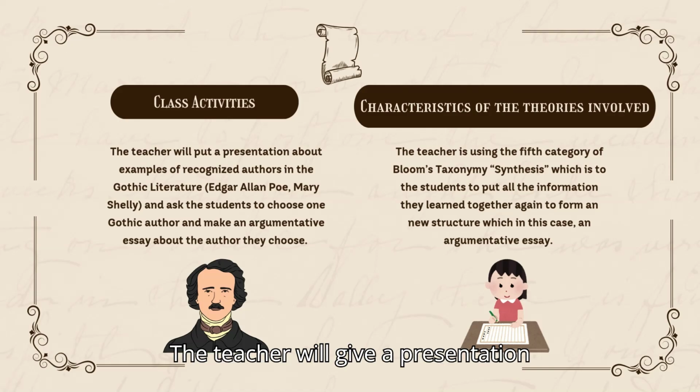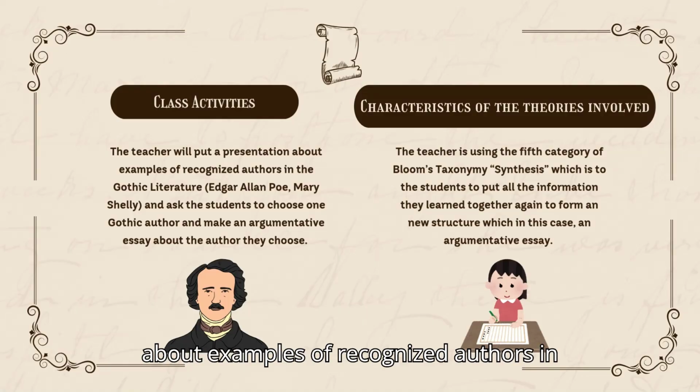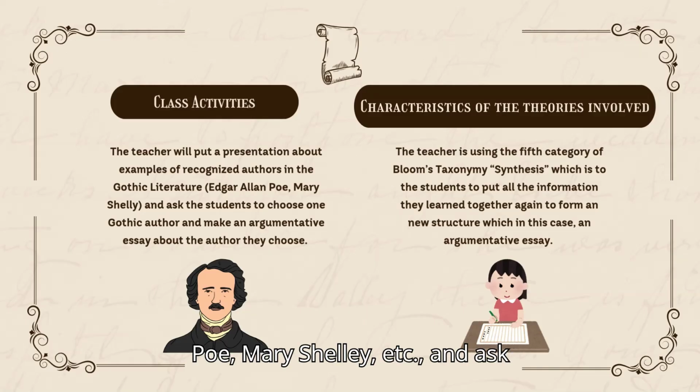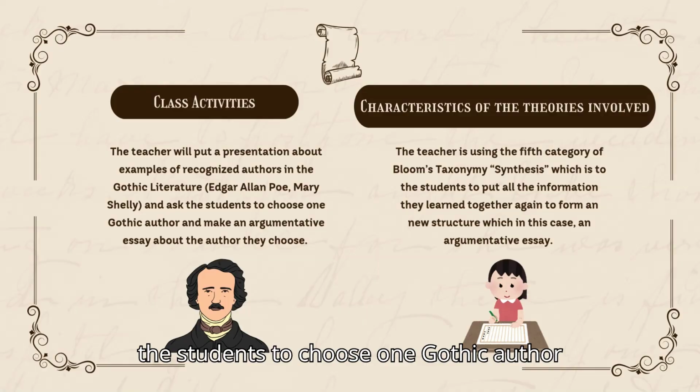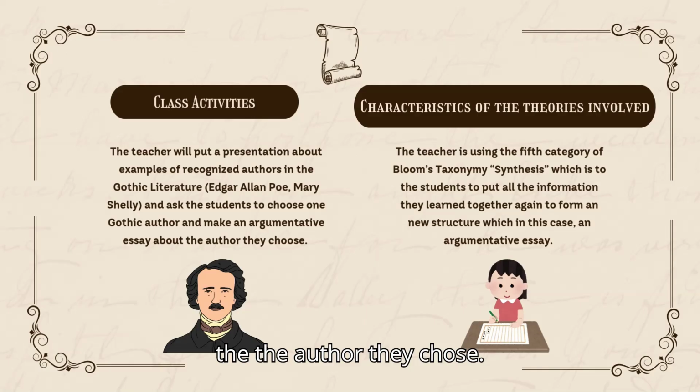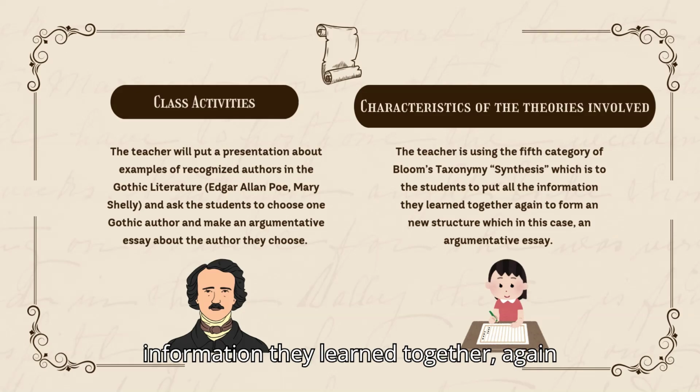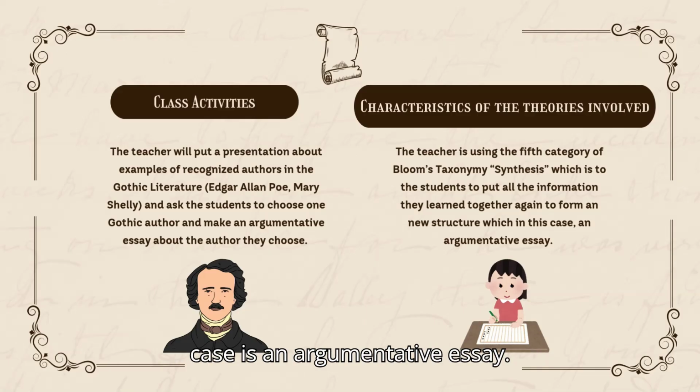The teacher will give a presentation about examples of recognized authors in Gothic literature, Edgar Allan Poe, Mary Shelley, etc., and ask the students to choose one Gothic author and make an argumentative essay about the author they choose. Here, the teacher is using the fifth category of Bloom's taxonomy, synthesis, which is for the students to put all the information they learned together again to form a new structure, which in this case is an argumentative essay.